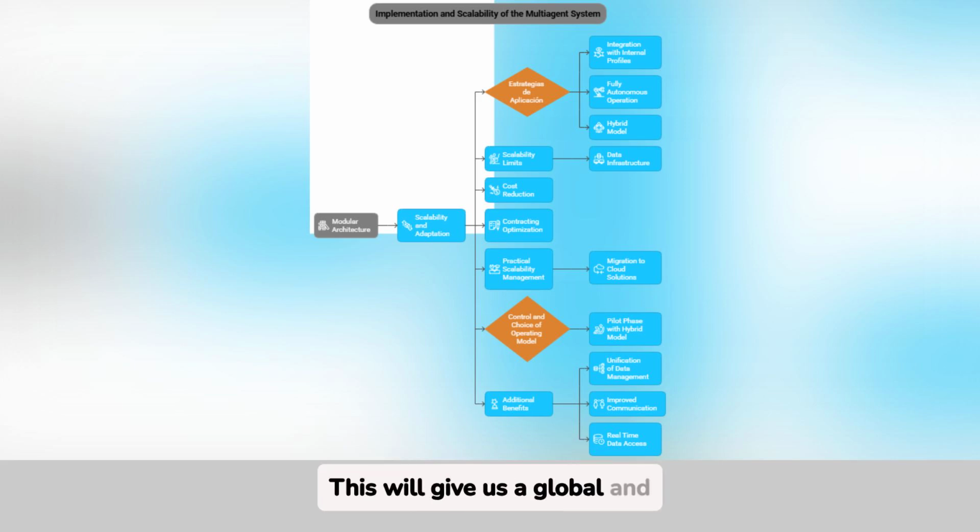This will give us a global and coherent vision of your operations, facilitating decision-making at the corporate level. It will also improve communication between departments by working on the same centralized platform, reducing information fragmentation. Finally, access to real-time data will allow for greater agility in responding to market changes or specific business needs.